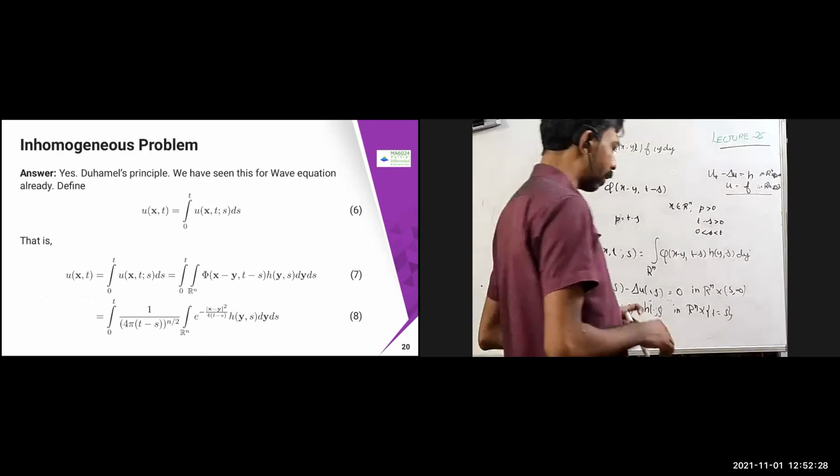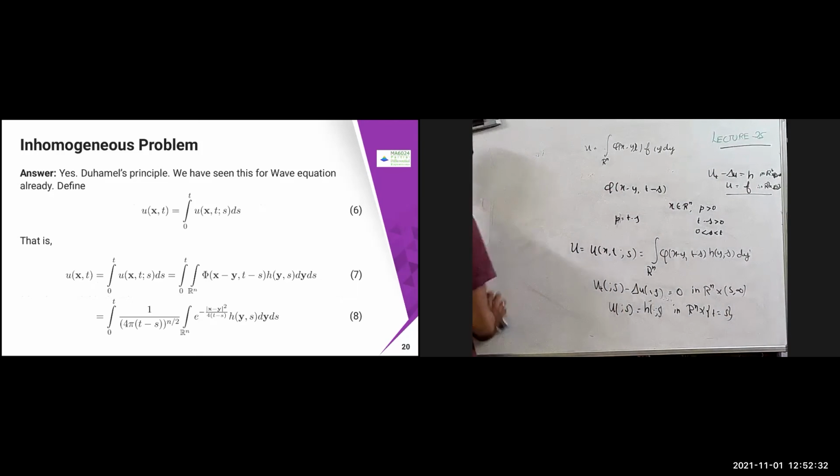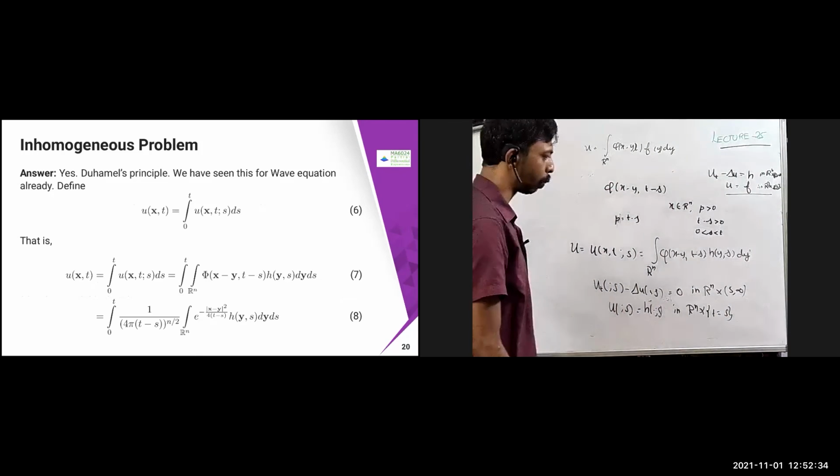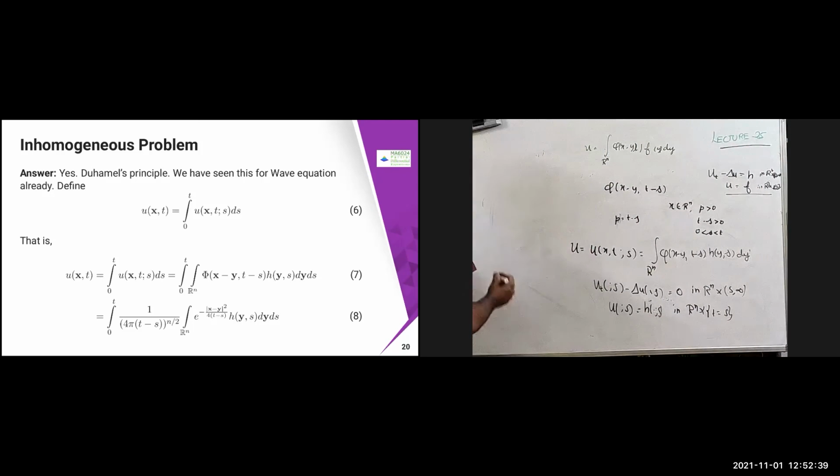The answer is yes, as we have read in the wave equation, the same kind of principle. That principle is called Duhamel's principle. In Duhamel's principle for the wave equation, we defined u of x comma t equal to the integral from 0 to t of u of x comma t semicolon s ds, where with respect to s I have to integrate. So the answer is yes. Using this, we can obtain the solution for that.